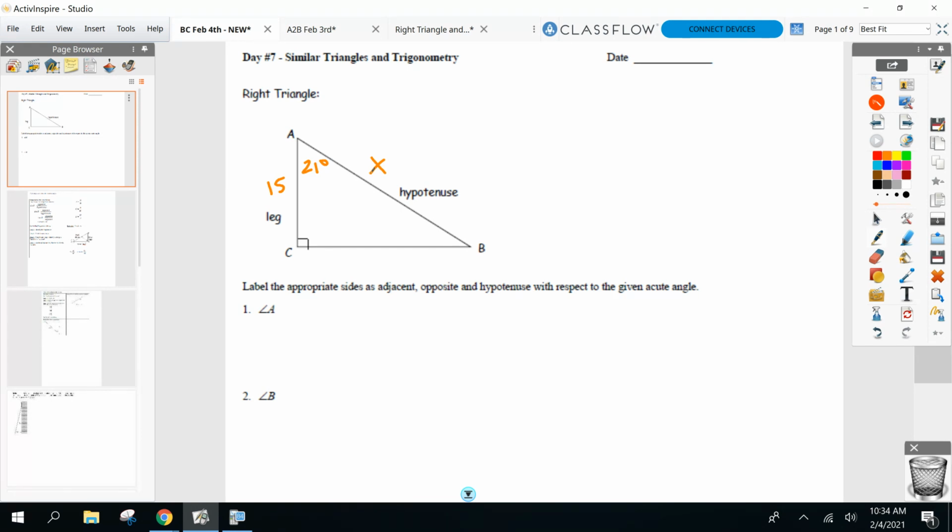Why can't I use Hill-Sass here? What's wrong with Hill-Sass in this problem to find x? Radhika? There isn't an altitude. Yeah, I didn't even draw an altitude to the hypotenuse. So it's not even the diagram for Hill-Sass, so that's out.